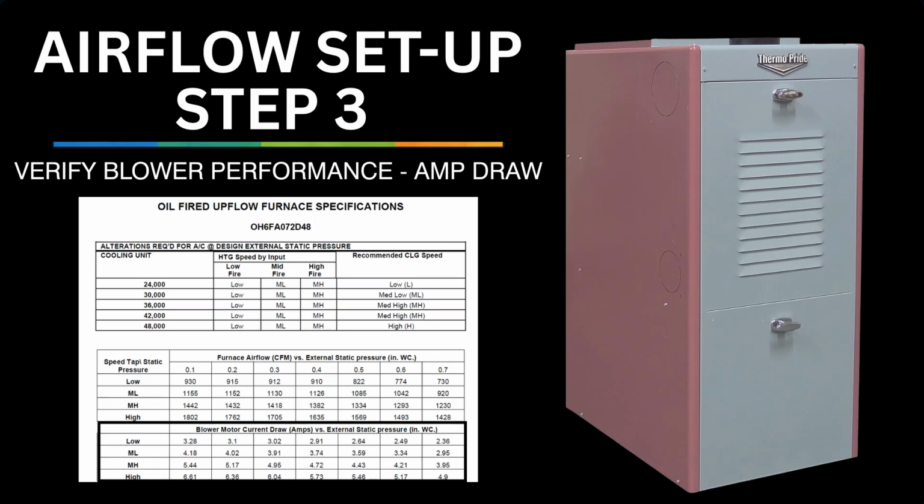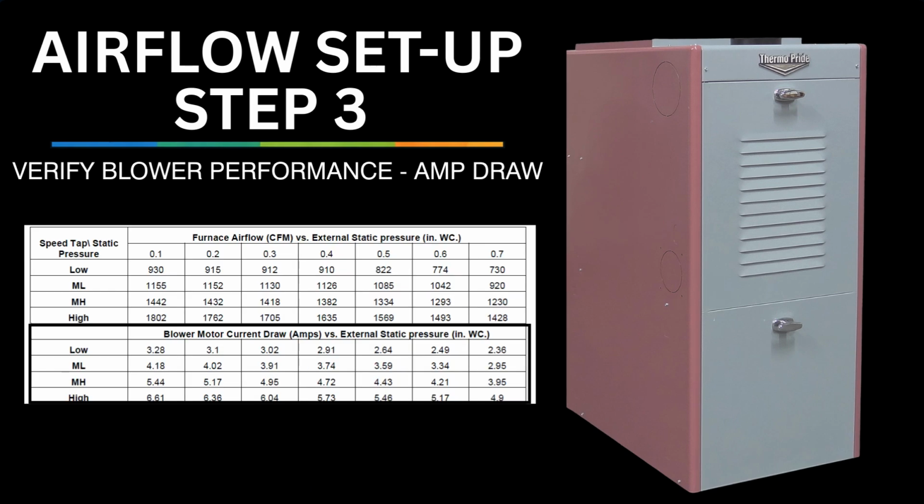Step 3. Next, we verify how the blower is responding to the system resistance by verifying the blower performance by measuring the amp draw. Using the external static pressure you just measured, locate the expected motor amp draw on the manufacturer's chart. Now measure actual blower amperage using a clamp meter. Compare actual amp draw to chart value.